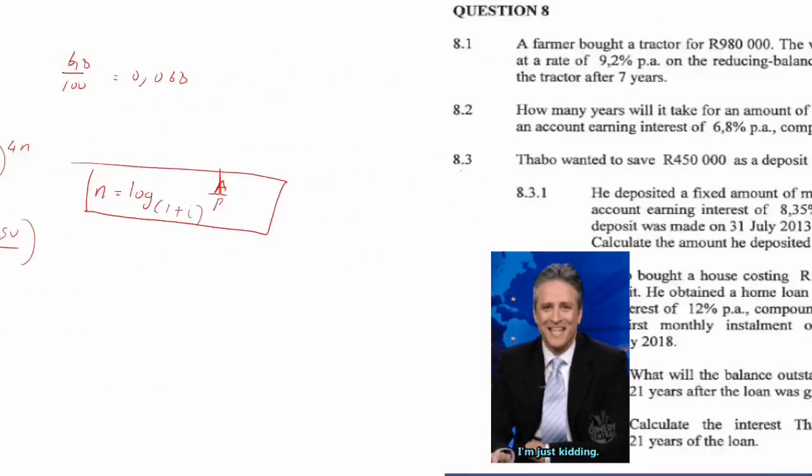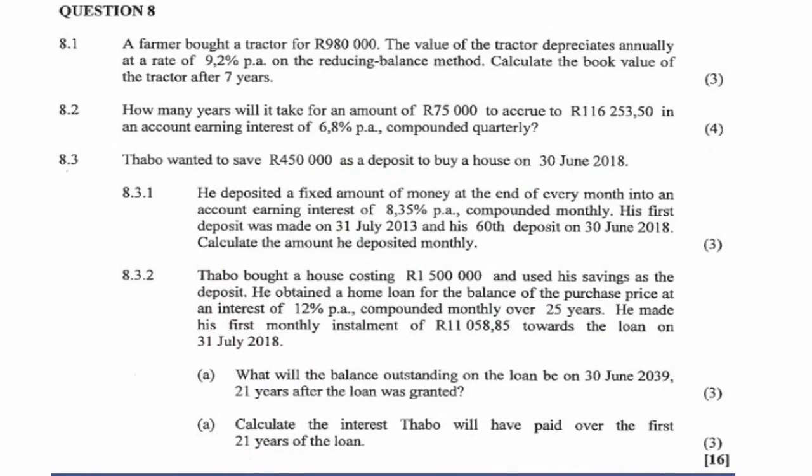Awesome. 8.3 says Thabo wanted to save 450,000 as a deposit to buy a house on 30 June 2018. He deposited a fixed amount of money at the end of every month into an account earning interest of 8.35% per annum compounded monthly. His first deposit was made on 31 July 2013 and his 60th deposit on 30 June 2018.